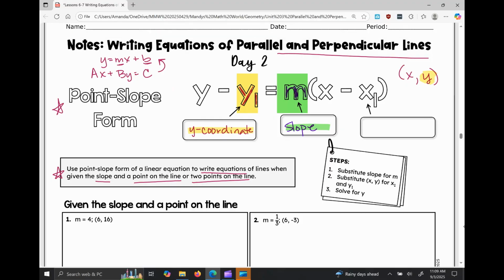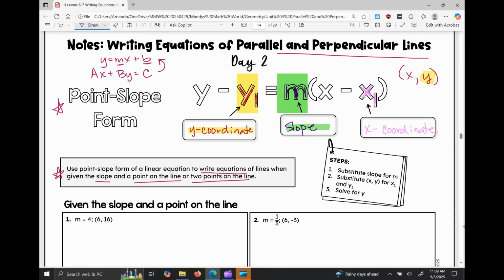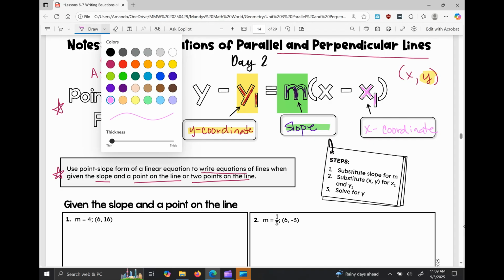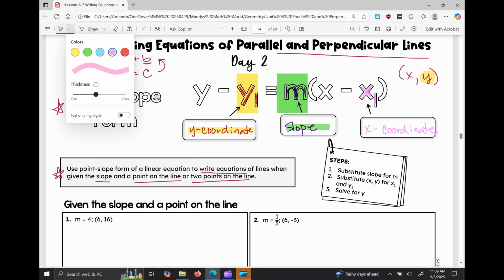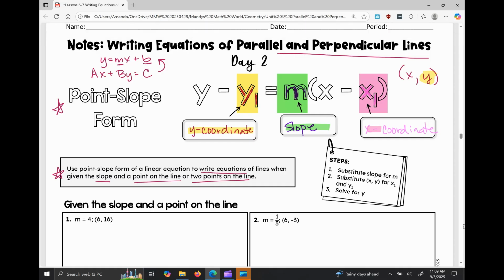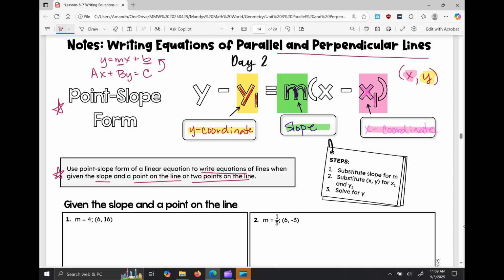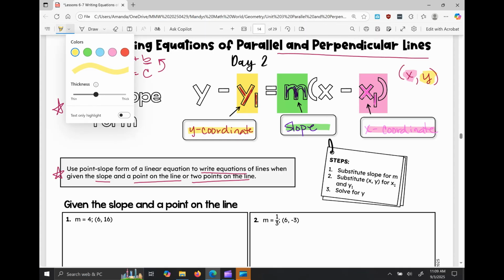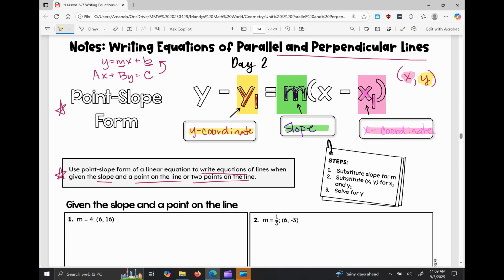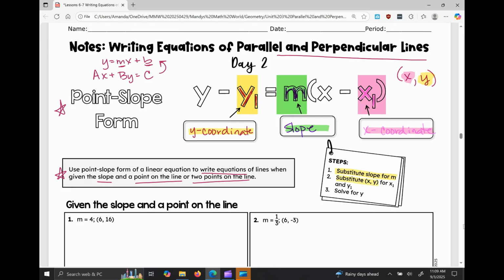Then right here, x1, that's where we're going to put our x coordinate. So let's write that right there, and I'm going to highlight it as well. Let's use pink. x1, that's where your x coordinate's going to go. Okay, so let's look at the steps we're going to take as we write equations of lines. The first thing we're going to do is substitute the slope for m. We're also going to substitute our coordinates for x1 and y1, and then we're going to solve for y.